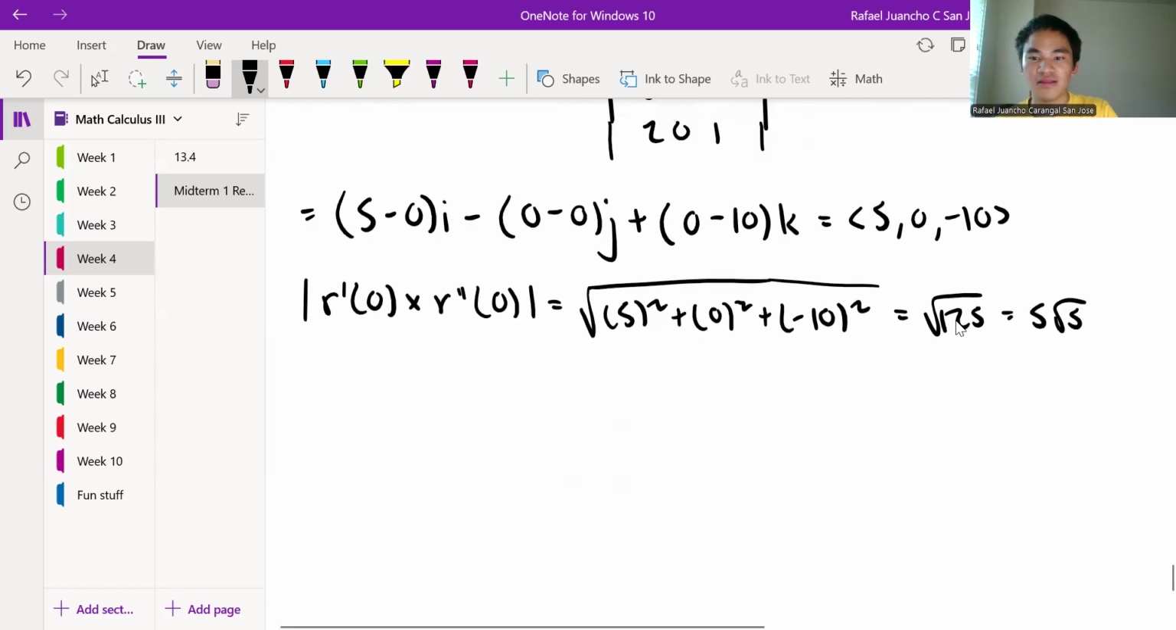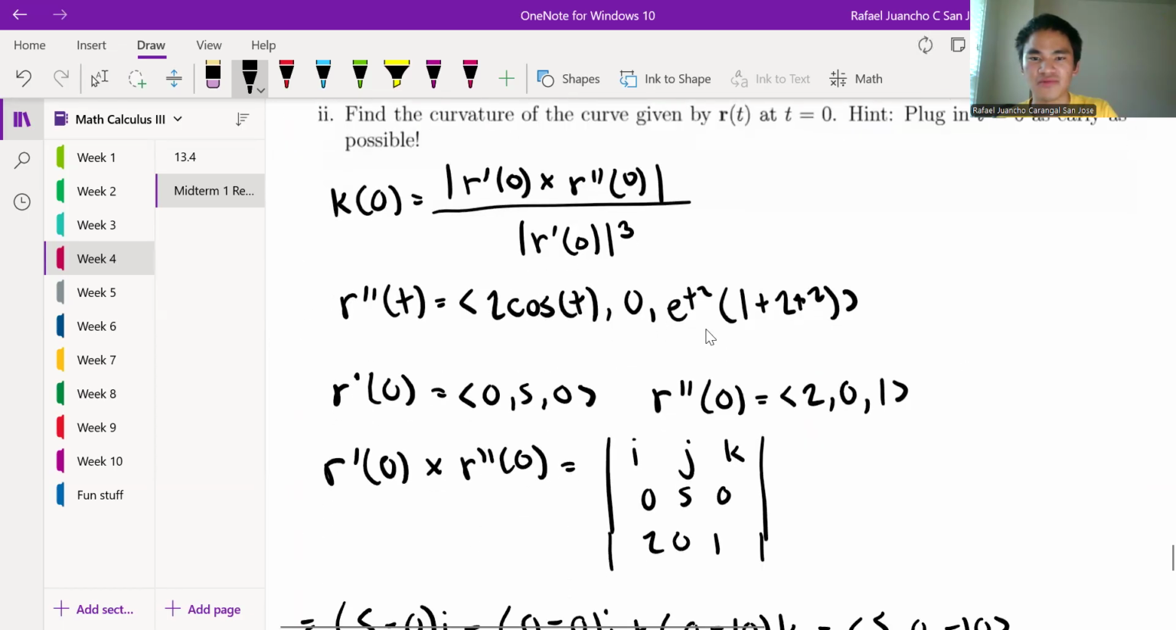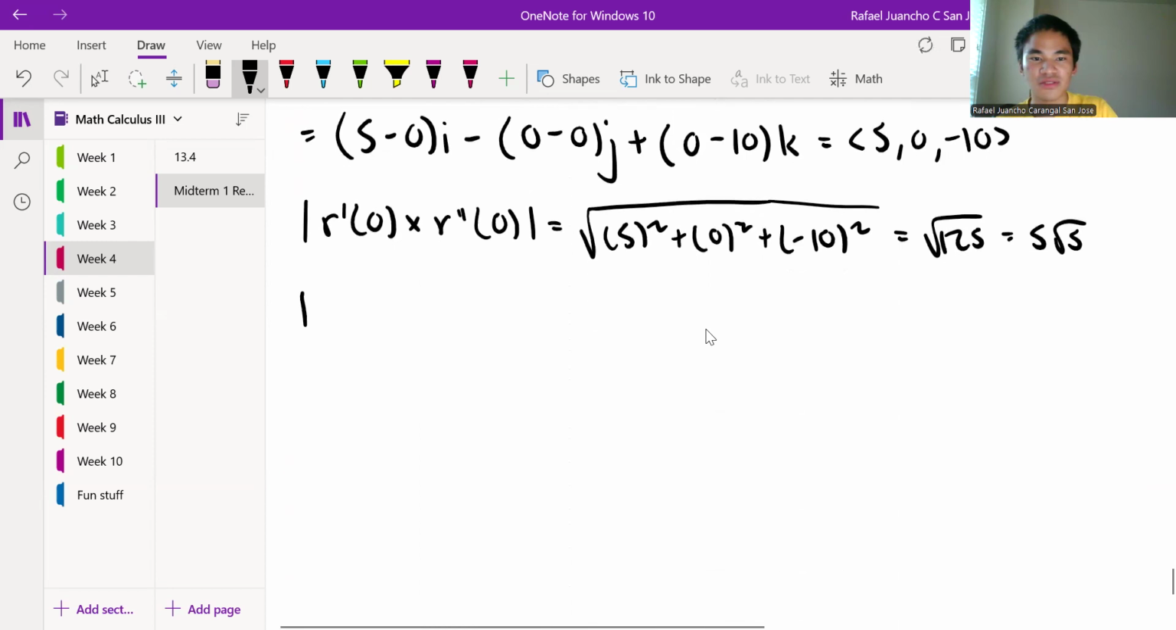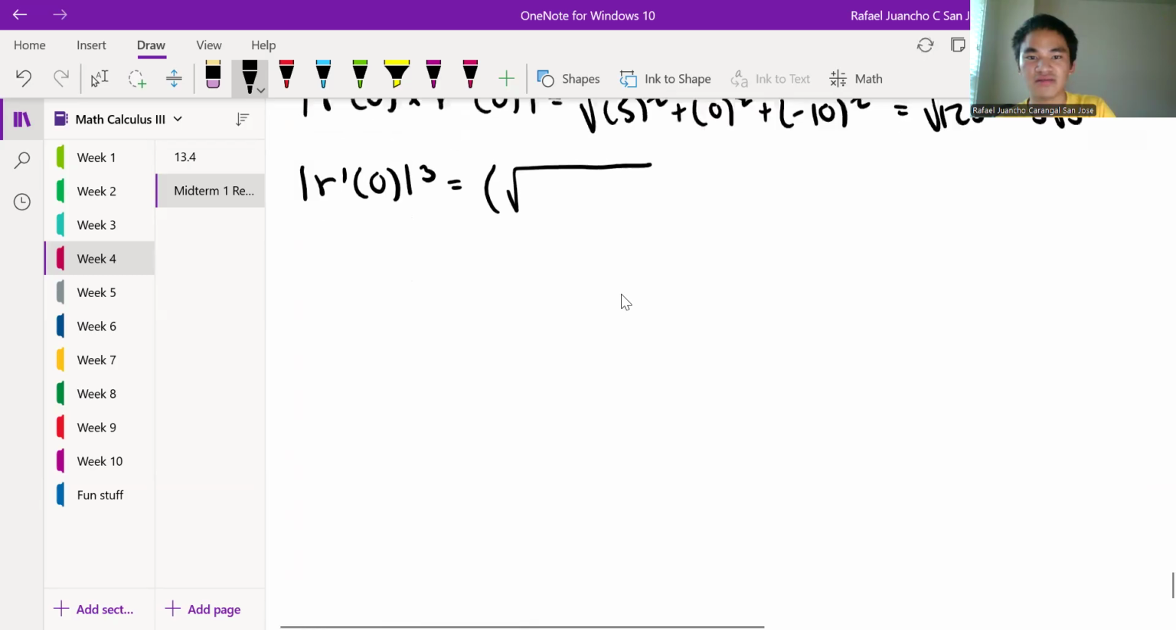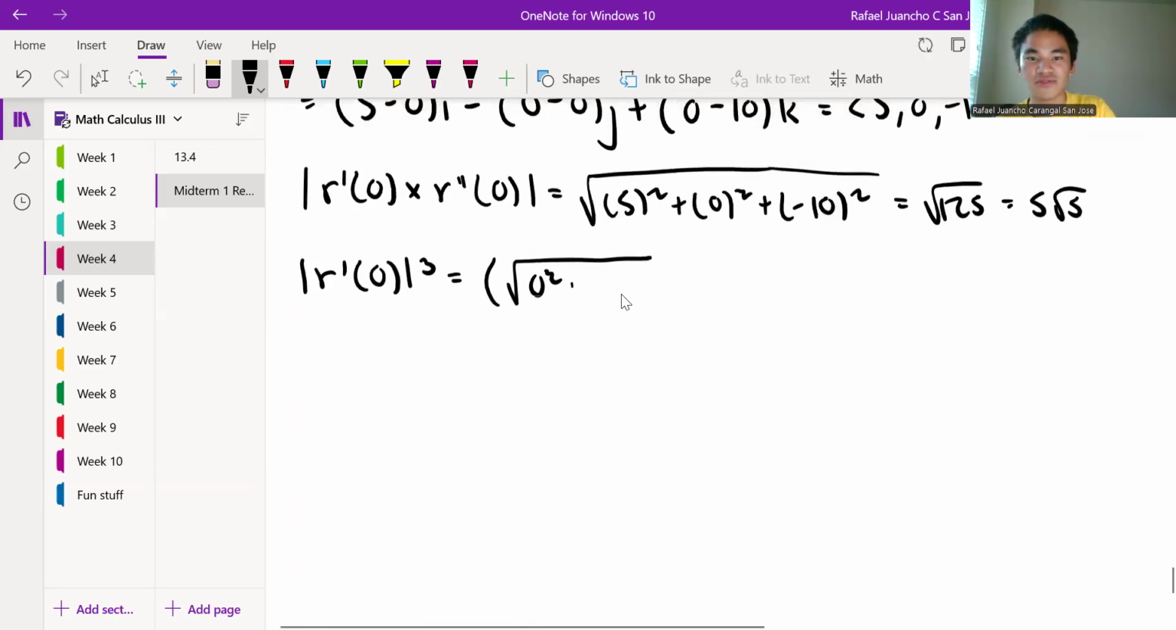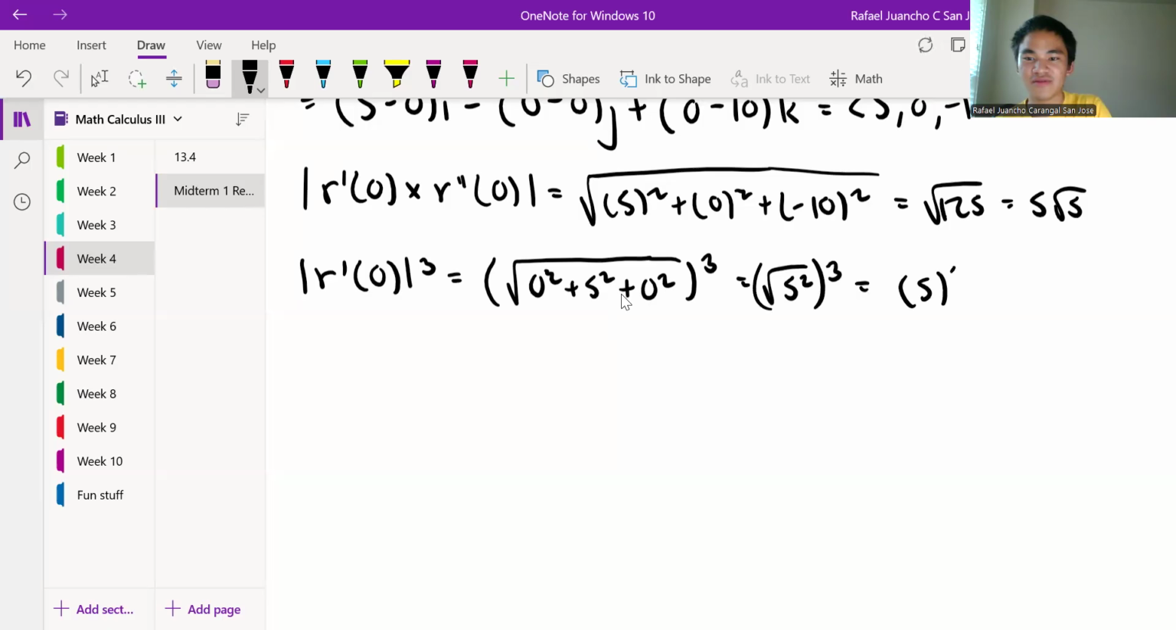And then we can get r prime of 0. Let's get that as well, and we cube it to the 3 halves. Let's quickly get that. My r prime of 0 was 0, 5, 0. So I get 0 squared, 5 squared, 0 squared. Cube that to the 3 halves, I get 5 squared to the 3 halves, which is 5 to the third. And yeah, I'm okay with that.